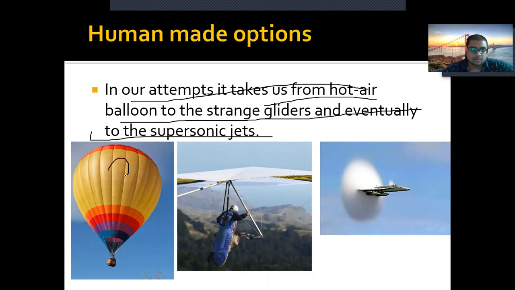So this is a hot air balloon. We all have seen this. There is also a wallpaper on this hot air balloon. Here is the glider. This gliding is done on a high-edge cliff, and the glider sits here and glides. And last but not the least, this supersonic jet. So these are some human-made options.